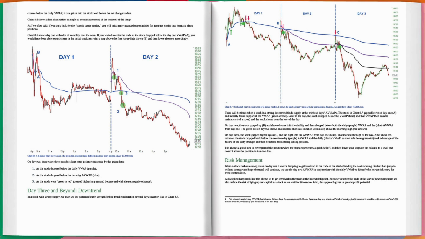Risk management. When a stock makes a strong move on day 1, it can be tempting to get involved in the trade at the start of trading the next morning. Rather than jump in with no strategy and hope the trend will continue, we use the day 2 AVWAP in conjunction with the daily VWAP to identify the lowest risk entry for trend continuation. A disciplined approach like this allows us to get involved in the trade at the lowest risk point. Because we enter the trade at the start of new momentum, we also reduce the risk of tying up our capital in a stock as we wait for it to move. Also, this approach gives us greater profit potential.